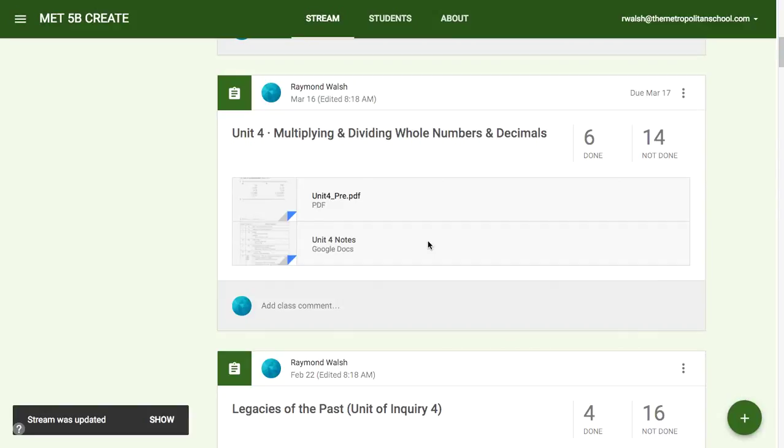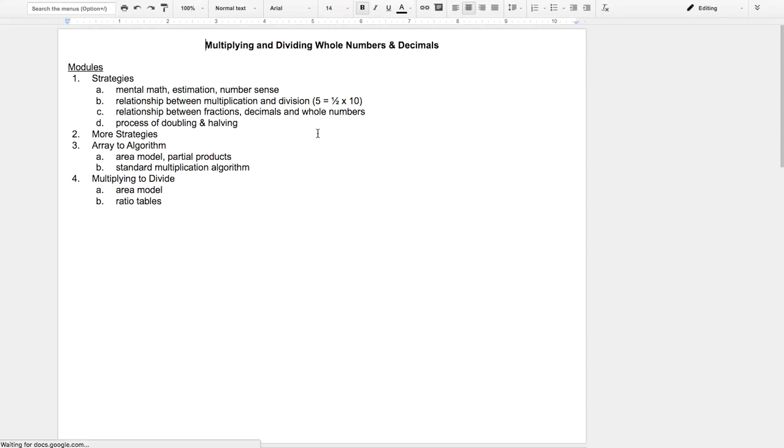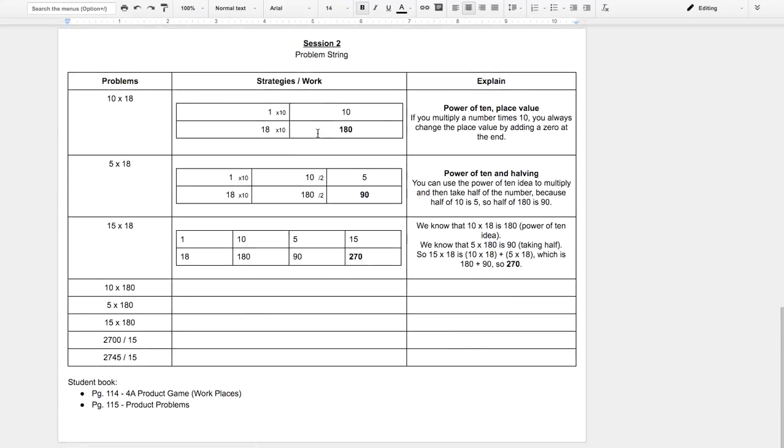Hey, welcome back to session 2 for Unit 4, multiplying and dividing whole numbers and decimals. So again, go to your Google Classroom math assignment on Unit 4, go to the Unit 4 notes. In session 2, we're working on more strategies. Yep, that's what it says, Module 2, more strategies. So let's get down here to session 2.